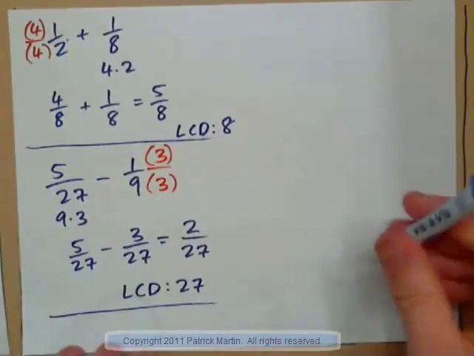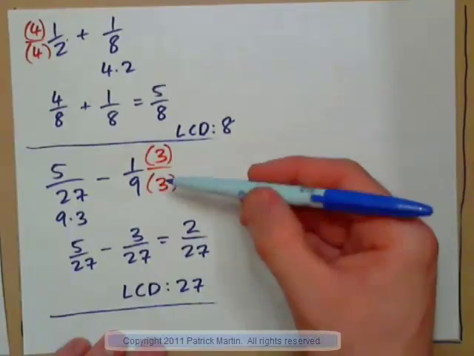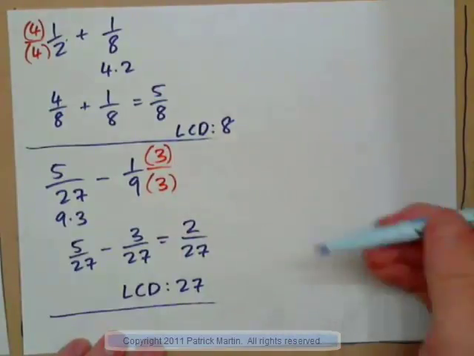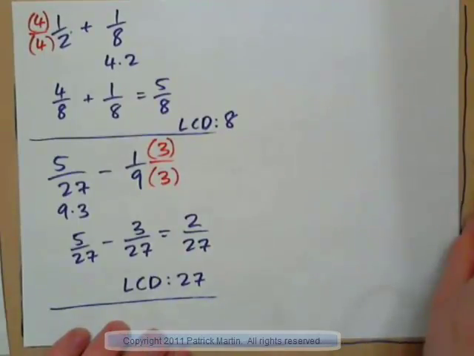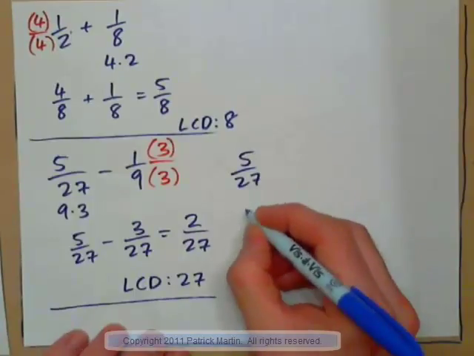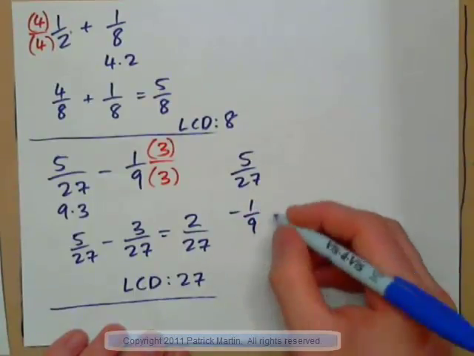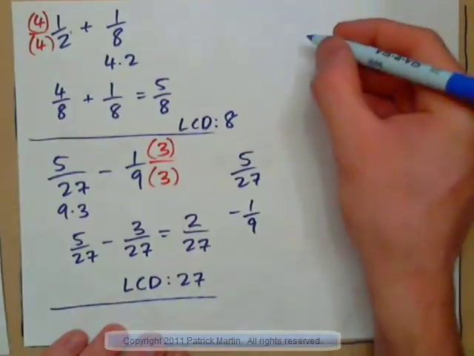And let's see why we use this technique here, multiplying by 3 over 3, because you've learned a different technique before algebra, which is to find the lowest common denominator and put the fractions like this, minus 1/9, get the lowest common denominator, that type of thing. Why do we do this? Well, because it helps later on when we work with letters.